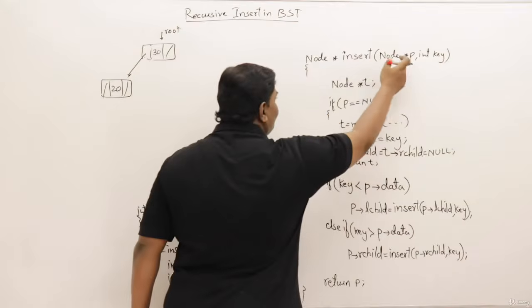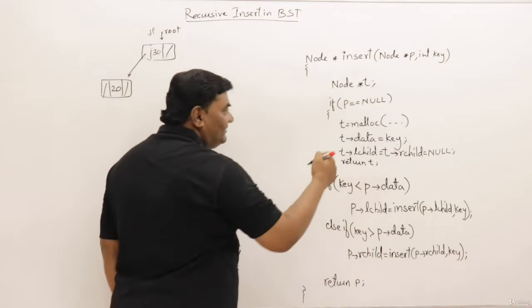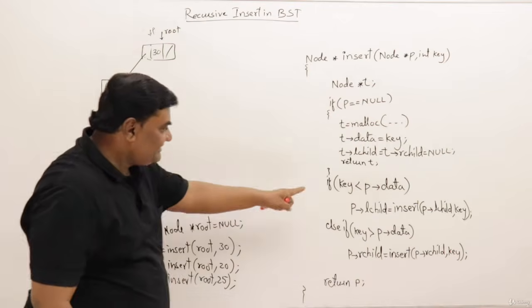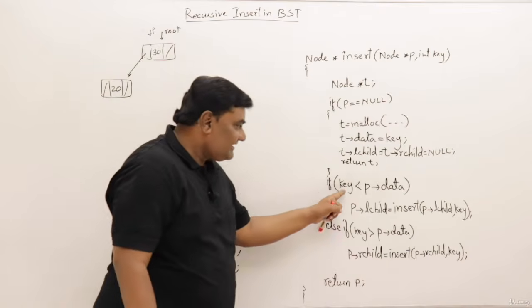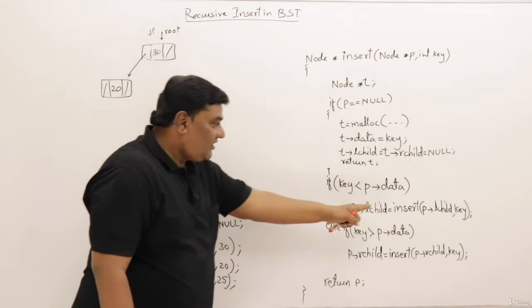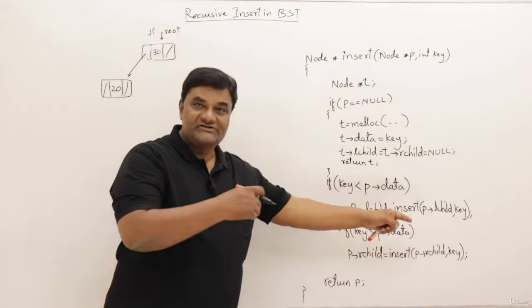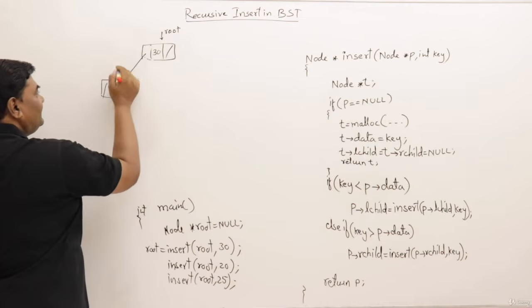So this P becomes root. So P will be pointing on this one. Is the P null? P is not null. It will check key, the value that I am inserting, 25. Is it less than P's data? Less? Yes, less. So call insert again on left child. So a new fresh call will be made upon this left node.